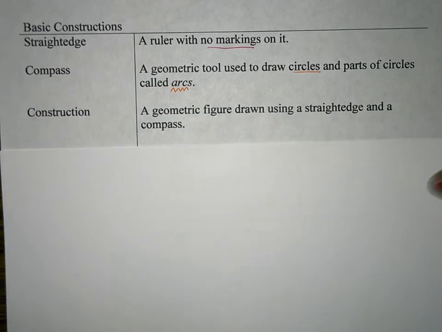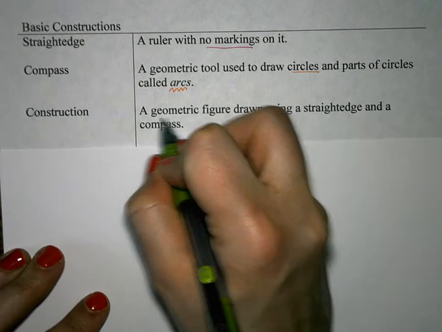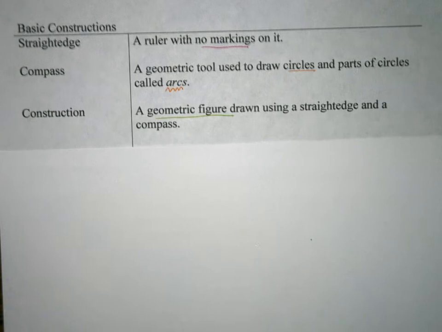The last definition you are going to need to know is what is a construction. So that's what we're doing today. A construction is a geometric figure that is drawn using a straight edge and a compass. Those are the only two tools we're going to need today to make some of these constructions that we're going to do.